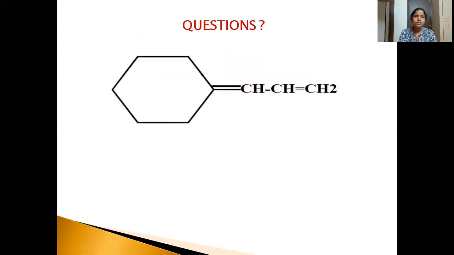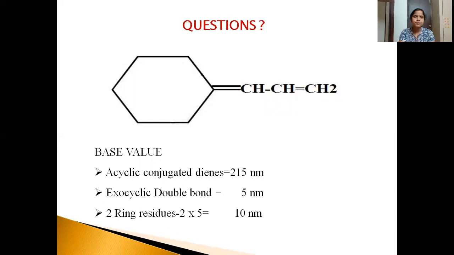Now what is this system? Now this is again a diene. Whether it is homoannular, acyclic or heteroannular, hetero or homo, it is not a part of the ring, isn't it? So the base value, it is an acyclic diene with base value 215 nanometers.